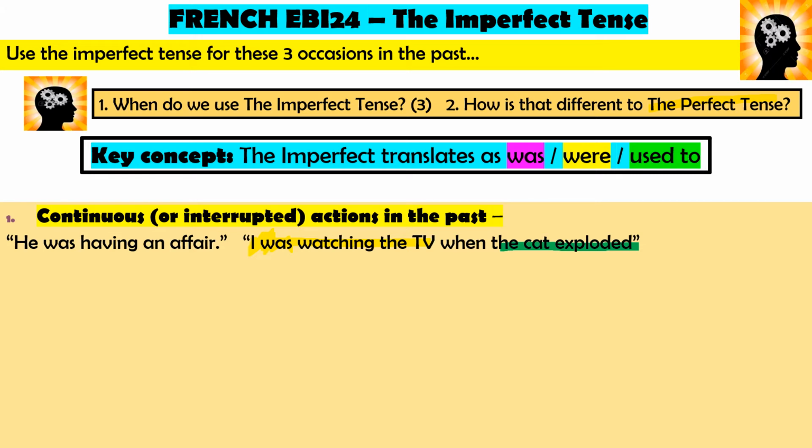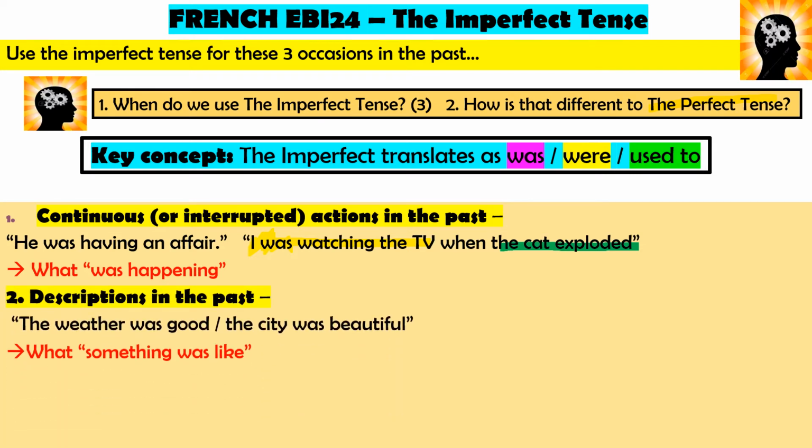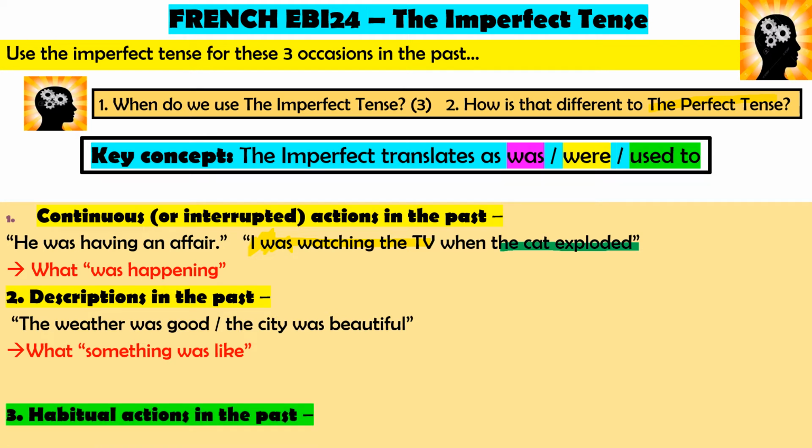The second area you use the imperfect is when you're describing something. So the weather was good, the city was beautiful, because those actions are ongoing in the past. The weather was good every single day of your holiday or most days. The city was beautiful. Yeah, that's an ongoing action in the past. So you use it for what was happening or to describe what something was like. This is where it's slightly different to English, because in English we've got a different word for what you was doing and what you used to do. In French, it's the same tense.